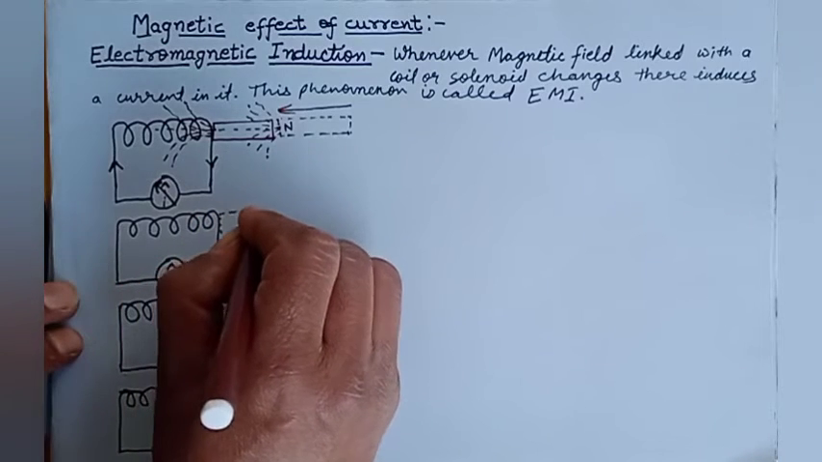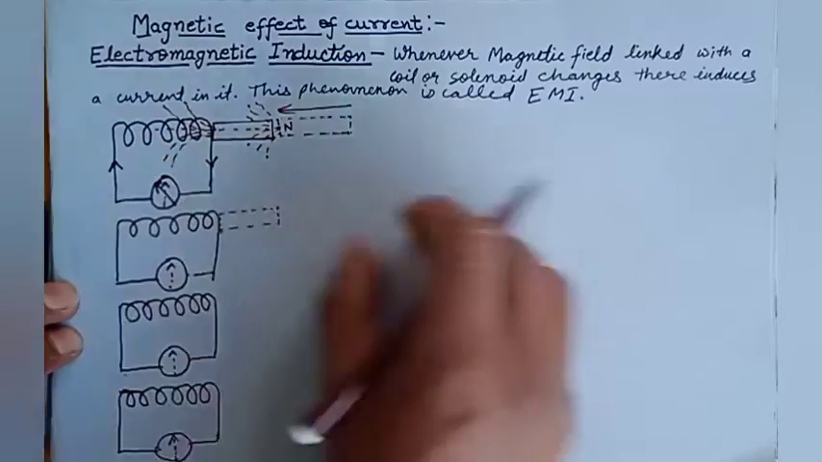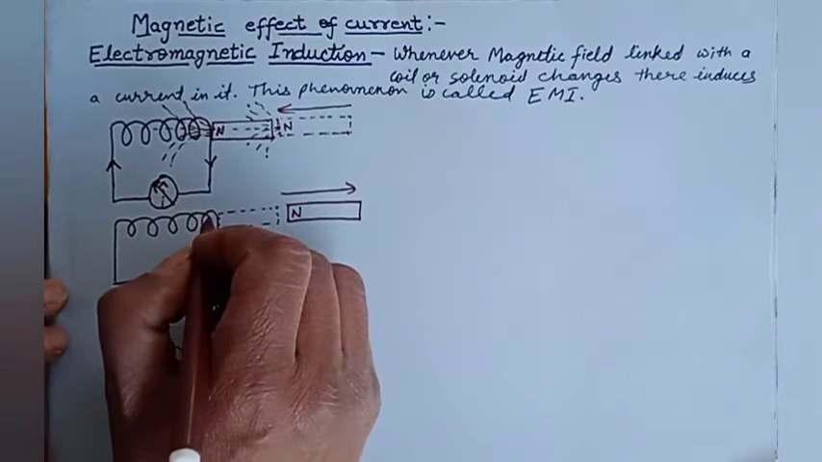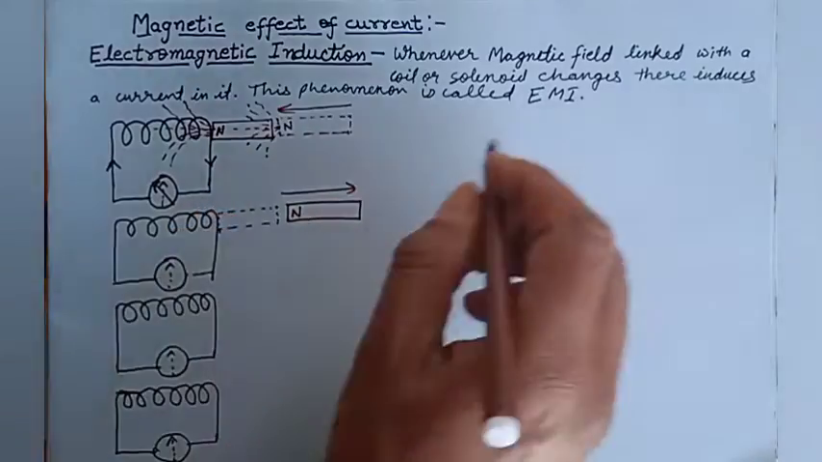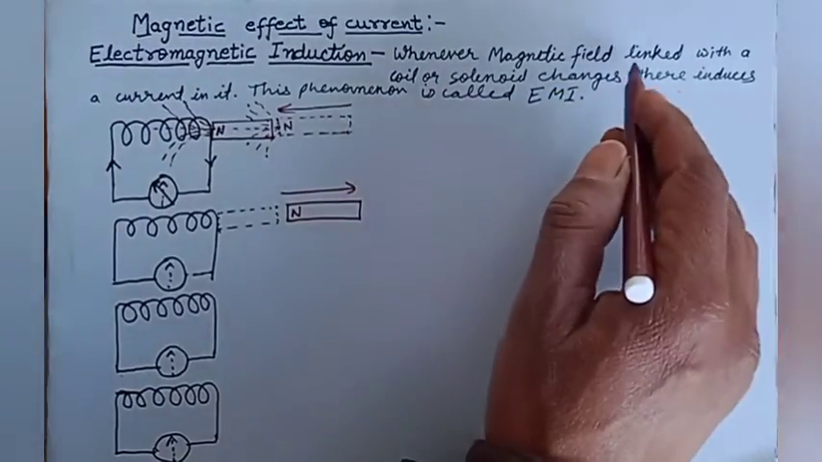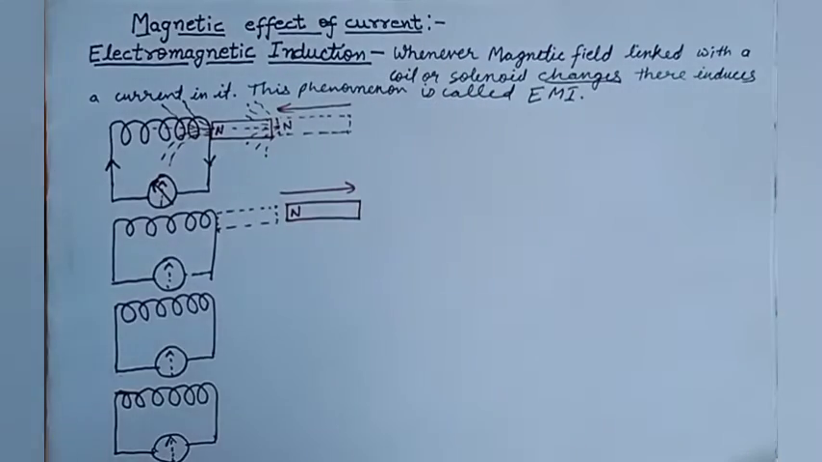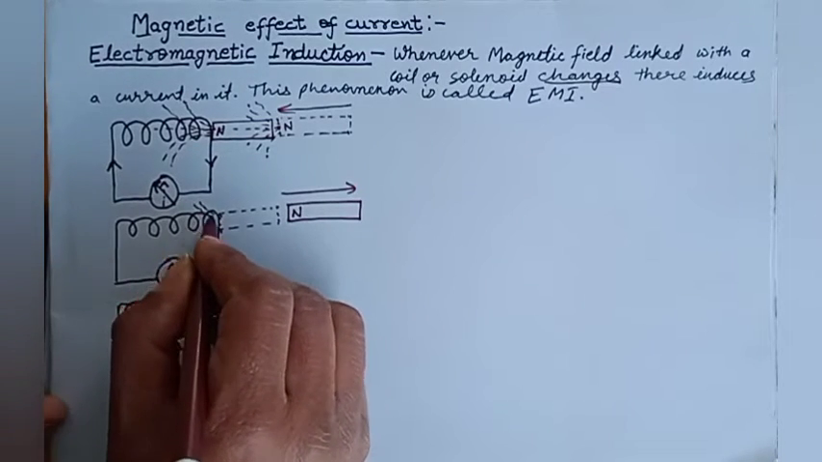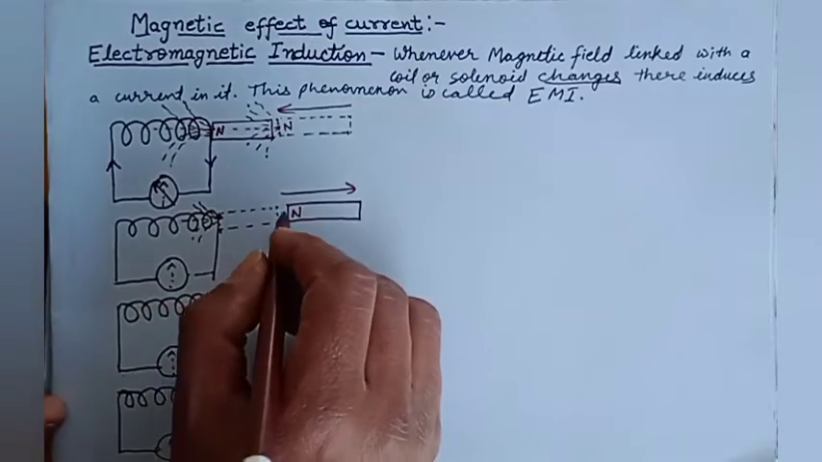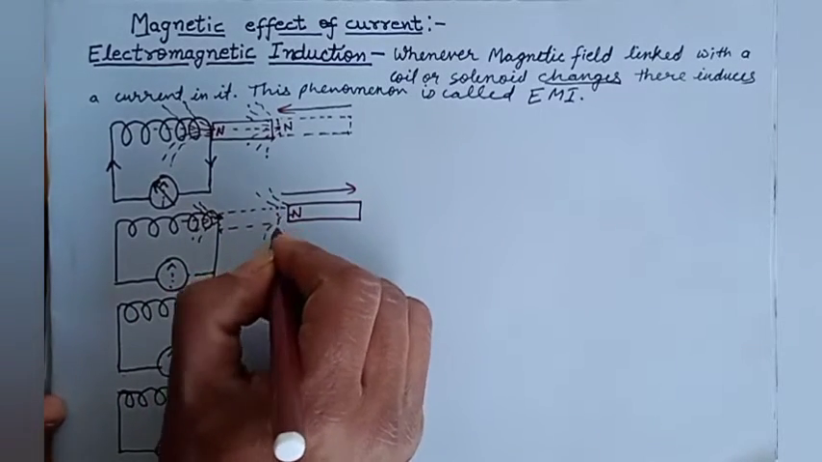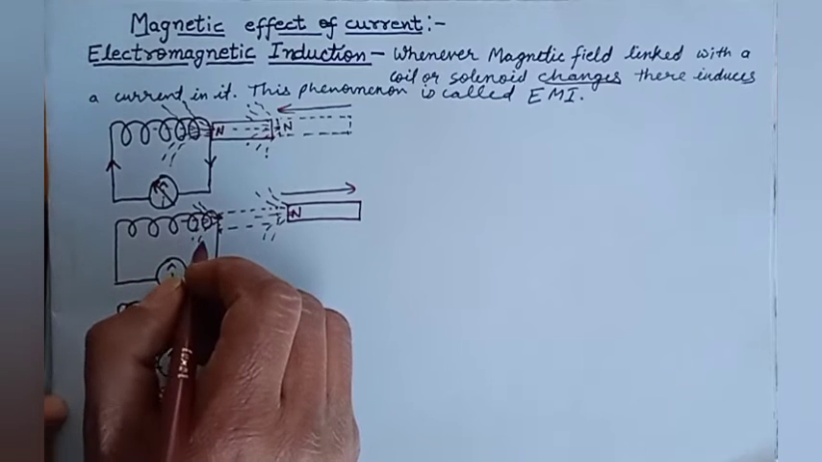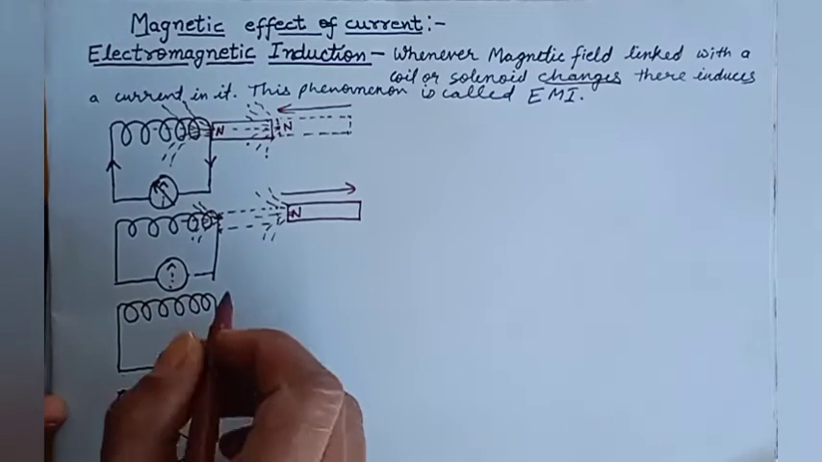Next, there was that magnet and we are pulling it back. Again, the field lines are decreasing. Actually, they must change. Whenever the magnetic field linked with a coil or solenoid changes, it does not always have to increase. Change means it can decrease also. So right now there were more field lines, and when we have pulled it back, the number of field lines passing through this solenoid gets decreased. So still it will produce current, and that is electromagnetic induction, because there is a change.